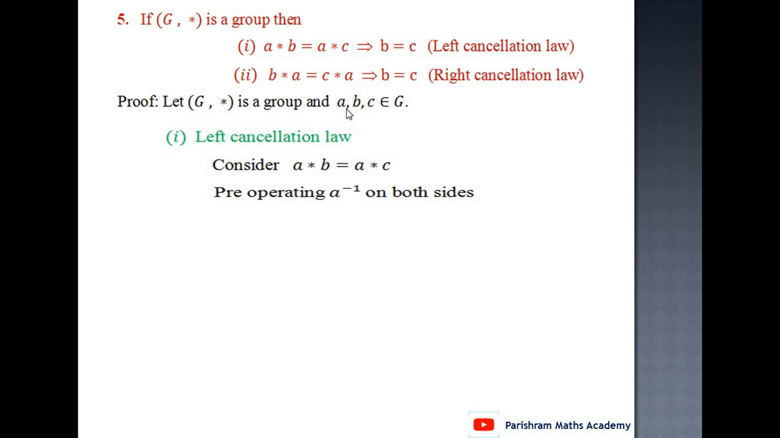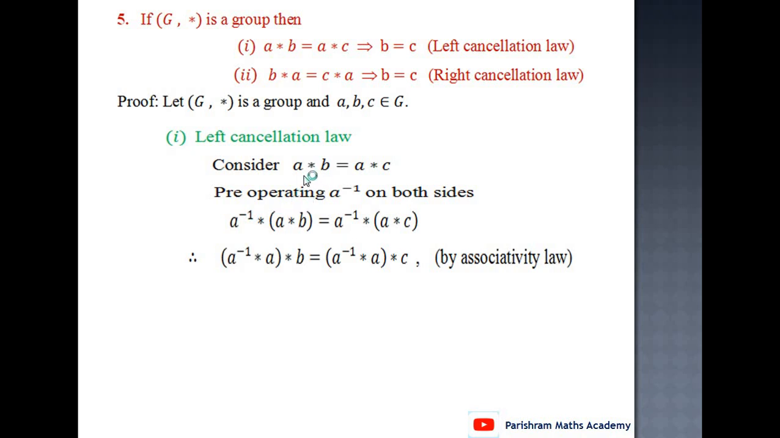G is a group, A belongs to G, therefore A inverse also belongs to G, and therefore by pre-operating A inverse on both sides, we get A inverse star (A star B) equal to the right hand side A inverse star (A star C). We can pre-operate the A inverse on both sides. Then by associative law, A inverse star (A star B) is the same as (A inverse star A) star B. Also apply the associative law in the right hand side. We get (A inverse star A) star C.